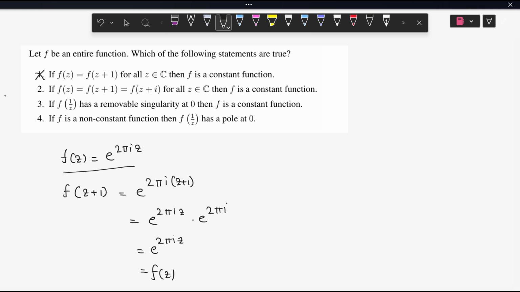What is option 2 saying? Option 2 says: if f of z equals f of z plus 1 equals f of z plus i for all z belonging to C, then f is a constant function. Now, a very well-known theorem in complex analysis says that any doubly periodic function has a singularity. Again, any doubly periodic function has a singularity if it is non-constant.